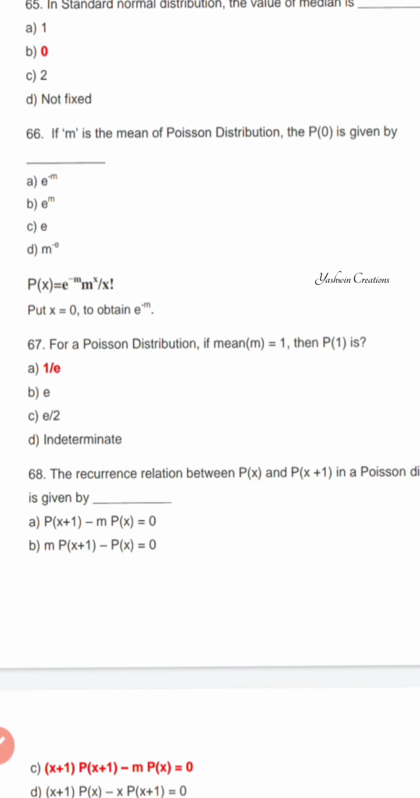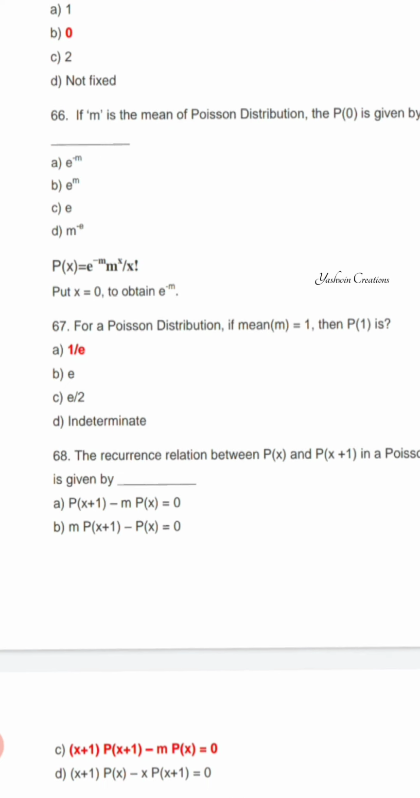Next, for a Poisson distribution, if mean equals 1, then P of 1 is? You substitute in the same equation. They have given m equals 1, so you will get e to the power of minus 1. So the answer you will get is 1 divided by e.